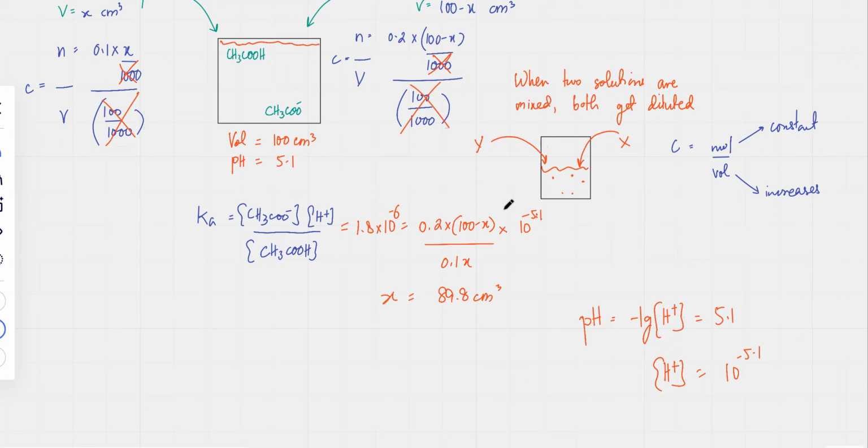So let's continue. This part is over. Buffer solutions is over. Now, the next part, which is related to this one, is sketching the pH curves. And they can be tricky as well. So we're going to discuss those tomorrow.